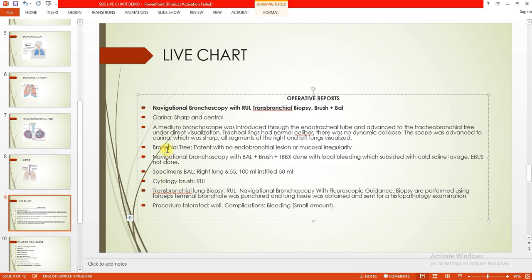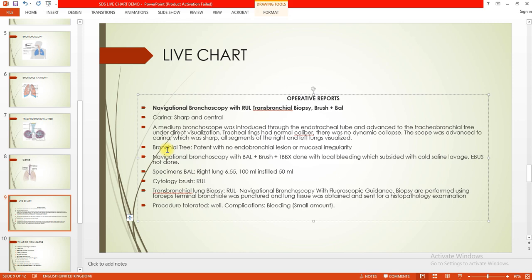Okay, next bronchial tree. So now he is telling about findings in the bronchial tree. Patient with no endobronchial lesion or mucosal irregularity. Okay, so now he is telling navigational bronchoscopy with BAL plus brush plus TBBX done, with local bleeding which subsided with cold saline lavage. So EBUS not done.